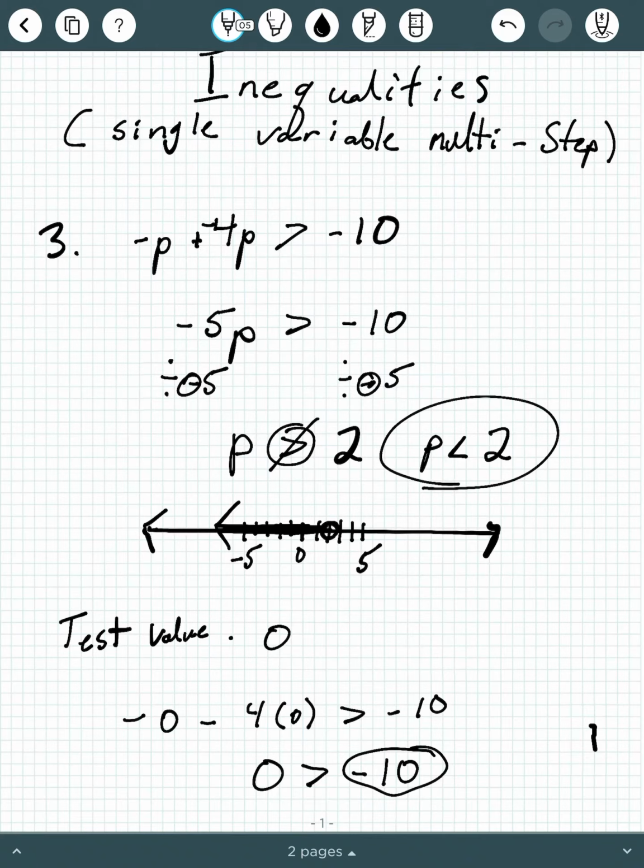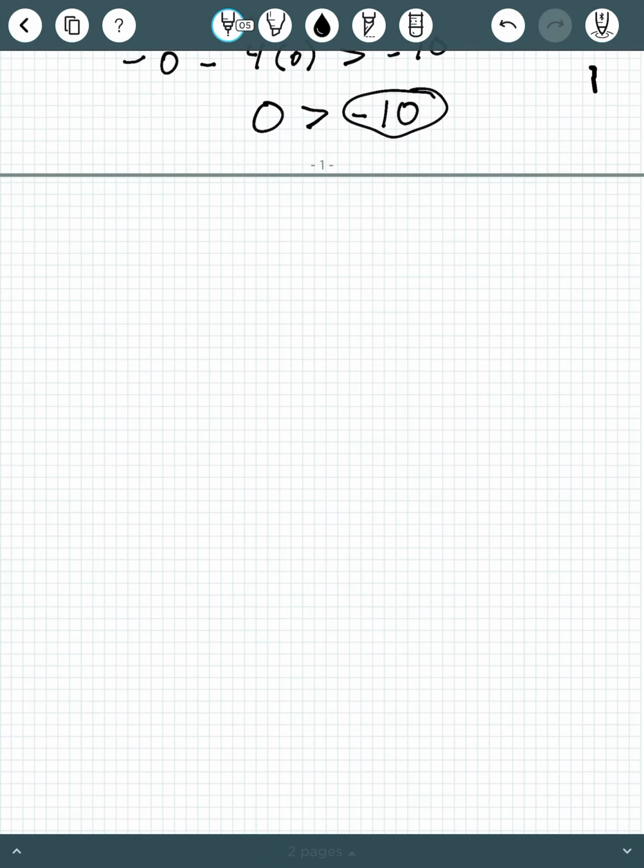Let's do one more from that worksheet just to make sure we're really seeing how these will work. So if we look next, let's look at number 6.